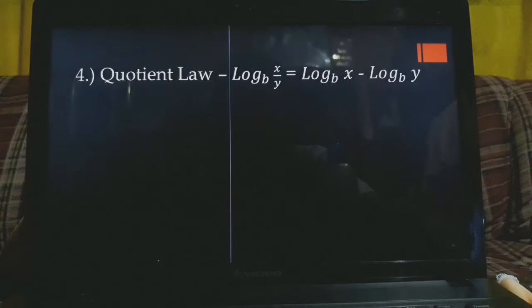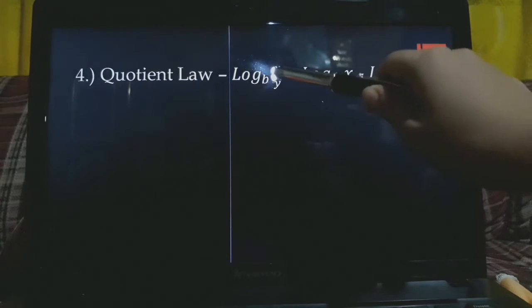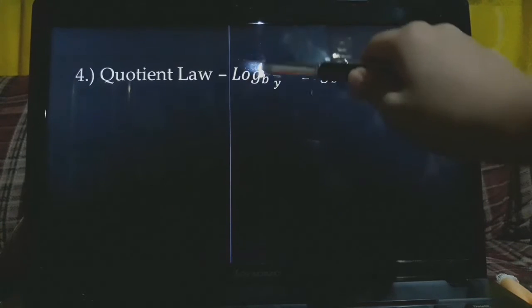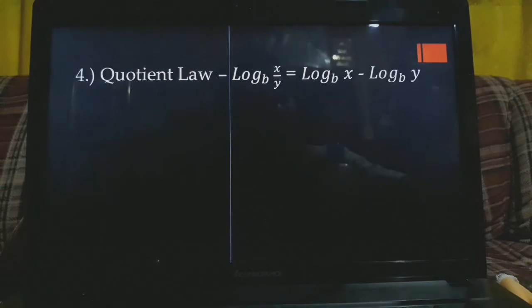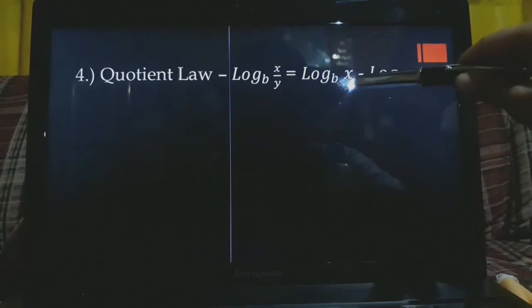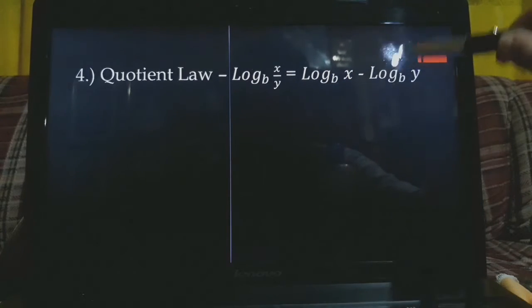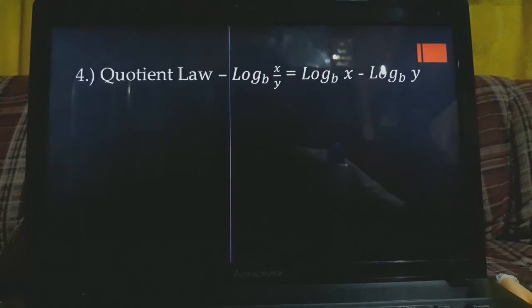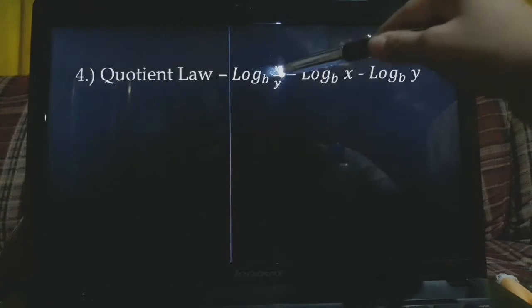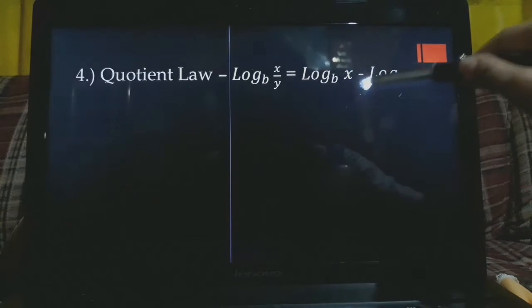Next, quotient law. Logarithm of x over y to the base of b is equal to logarithm of x to the base of b minus logarithm of y to the base of b. Again, remember, if it is division, subtraction will be applied.